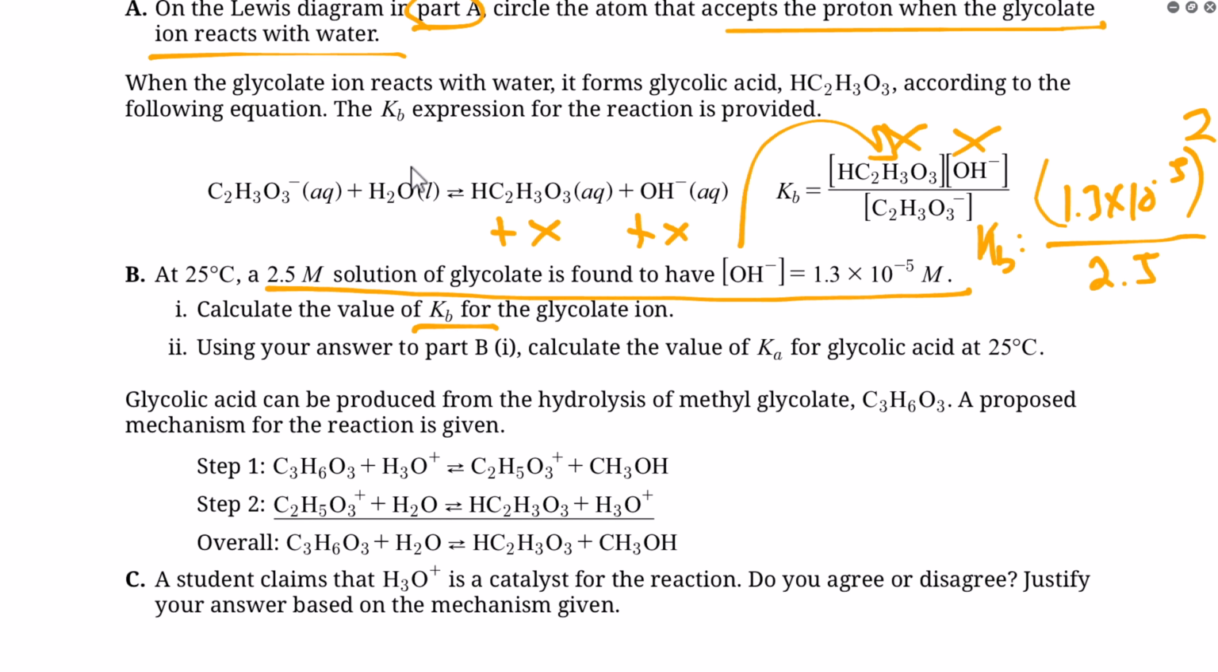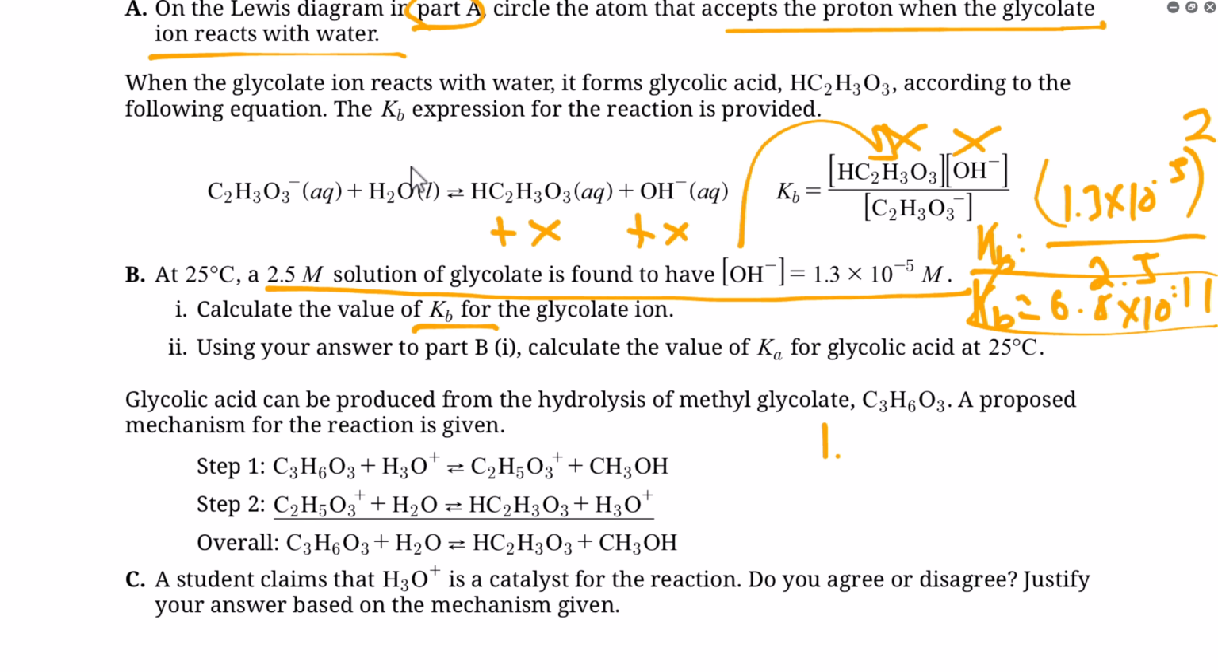So 1.3 times 10 to the negative fifth, square that value, and divide it by 2.5. So what I get here for Kb is 6.8 times 10 to the negative 11th. So that's calculated. Part 2 here says, using the answer to part B, calculate the Ka.